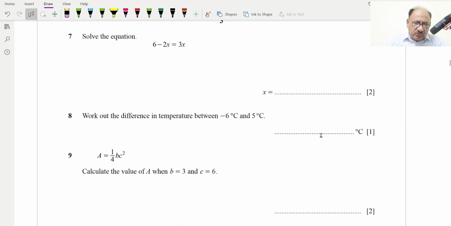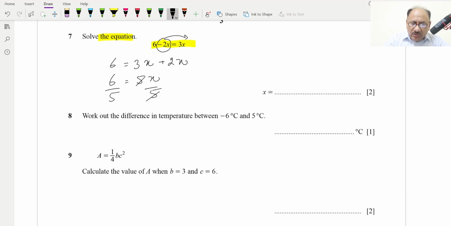Question number 7, solve the equation. The equation is given which we have to solve. So we can shift this x to the other side, so we get 6 is equal to 3x plus 2x, and this implies 6 is equal to 5x. So we can divide both sides by 5.